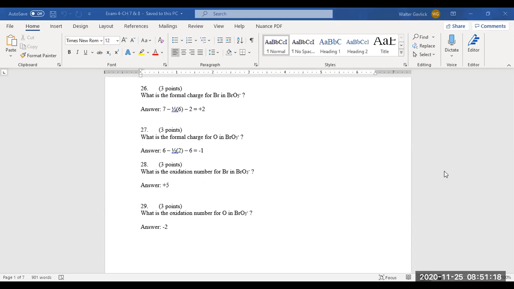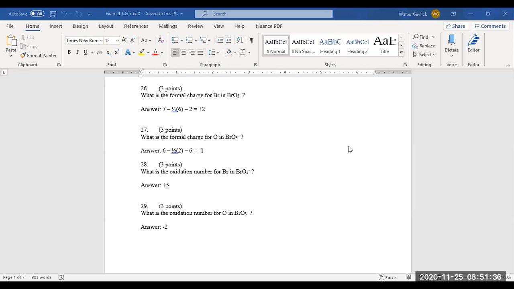28, what's the oxidation number? What's the oxidation number for bromine? And then 29, what's the oxidation number for oxygen? In each of these in BrO3 minus.